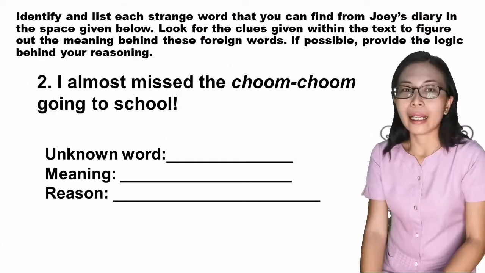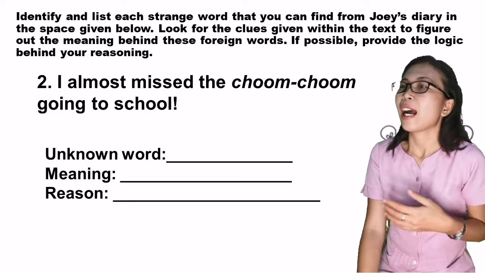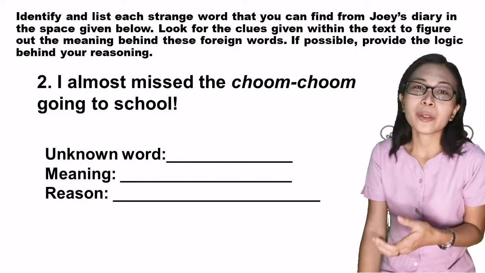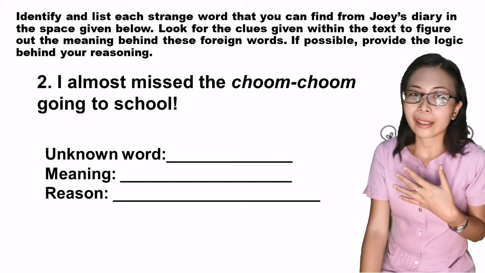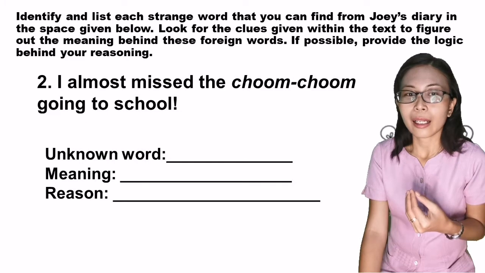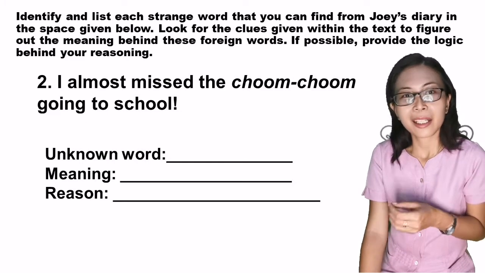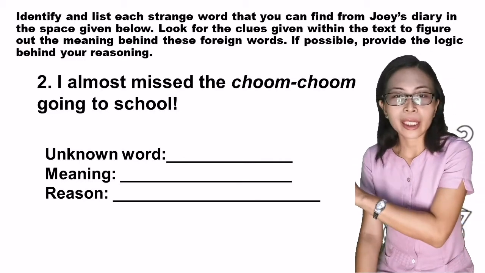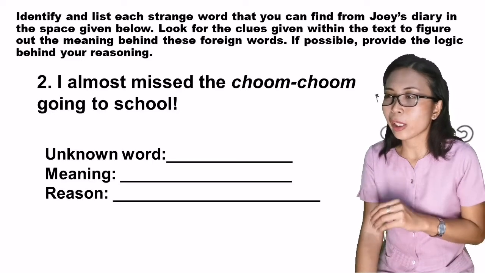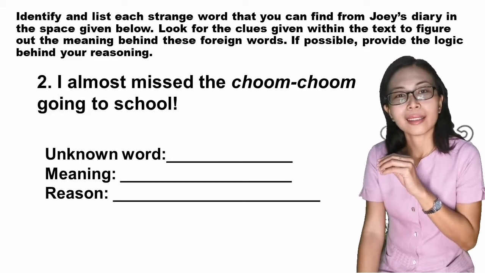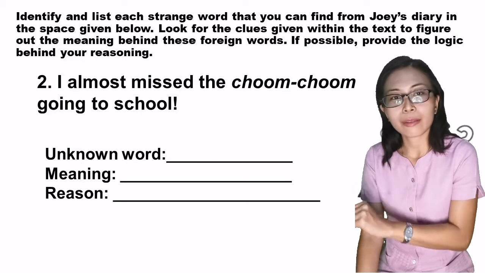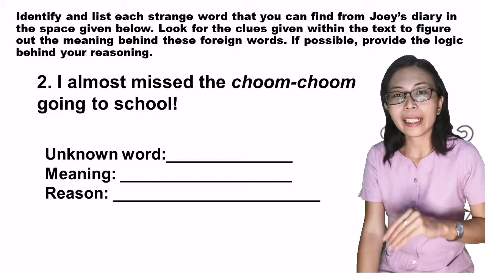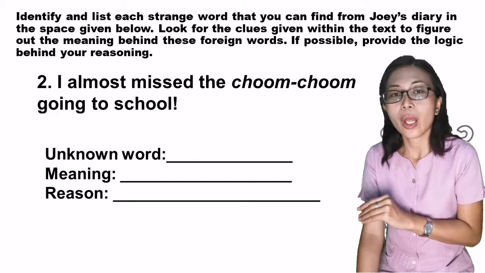Next is group 2. Again, for group 2, the sentence is, I almost missed the chum chum going to school. Missing something in order to reach the school. So definitely we need something, as that could be a ride, riding a bus, riding a vehicle in order to reach the school. So the unknown word there is chum chum, and the meaning is the vehicle, missing the ride of a vehicle or a bus. And the reason is that we need to ride something in order to reach the school.